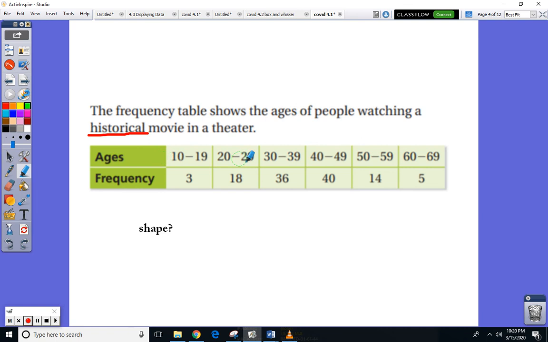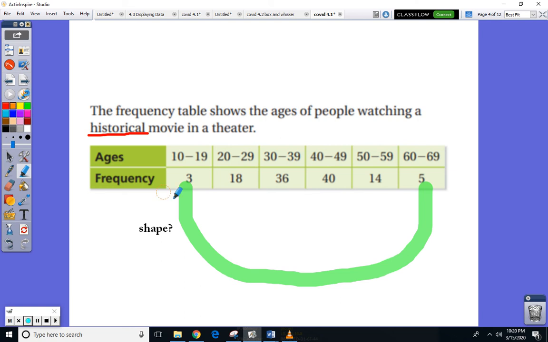All right, we got their ages up top, and then there's numbers, the frequency, how many, on the bottom. What shape is this? It's not perfect, but it's very close. This is pretty symmetrical. How do I know it's symmetrical? Look at the furthest outside: 3 and 5. Those are pretty close in number.